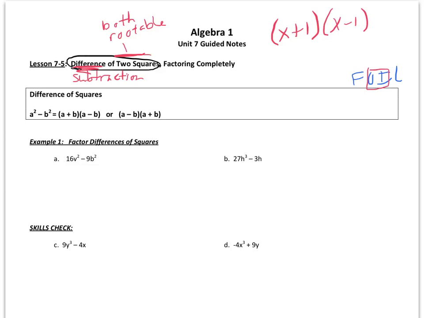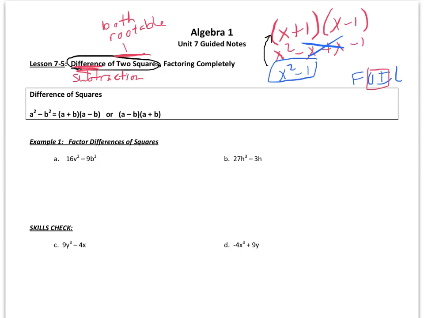If I FOIL, first times first gives us x squared, outside gives us negative x, inside gives us plus x, and last gives us negative 1. So these two terms cancel each other out, and we're left with x squared minus 1. Now that's one direction, that's distributing. Now today we're going to talk about going this way.